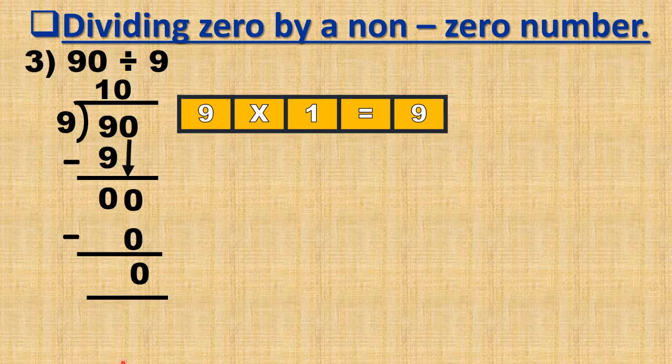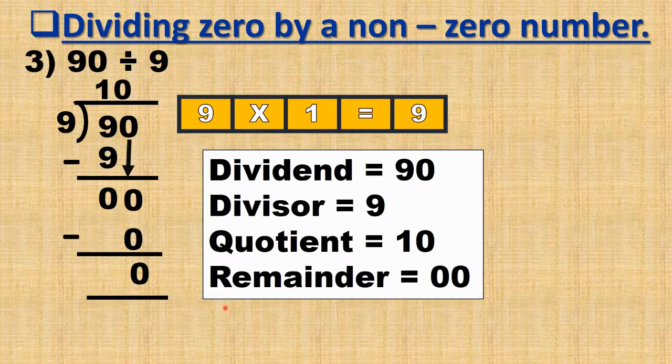Students, remember this point. If the 0 is not written in the ones place of the quotient, instead of 10 it will be read as 1, which would be wrong. So students, here 90 is the dividend, 9 is the divisor, 10 is the quotient and 0 is the remainder.